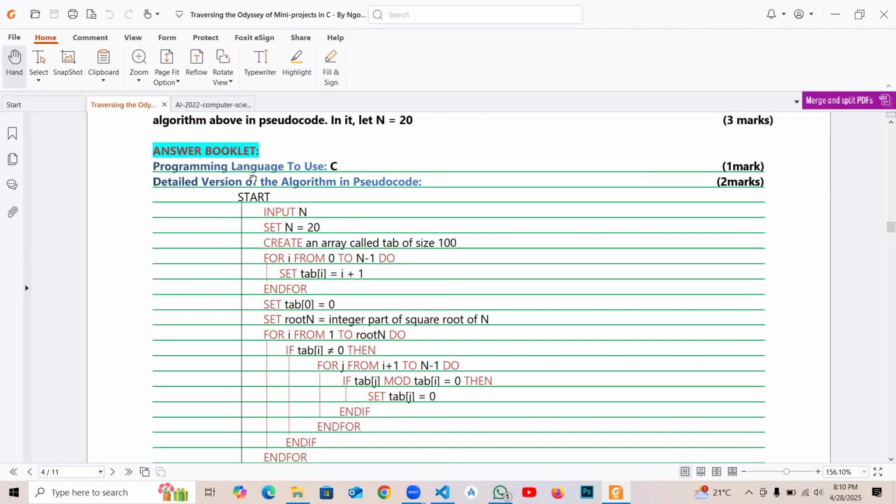In my answer booklet, this is what students were supposed to write, because it is a past GC question. They were supposed to write: programming language to use is C. Because we are asked to use either Pascal or C programming language, it is advisable to use C, because we have been studying C in our class online.